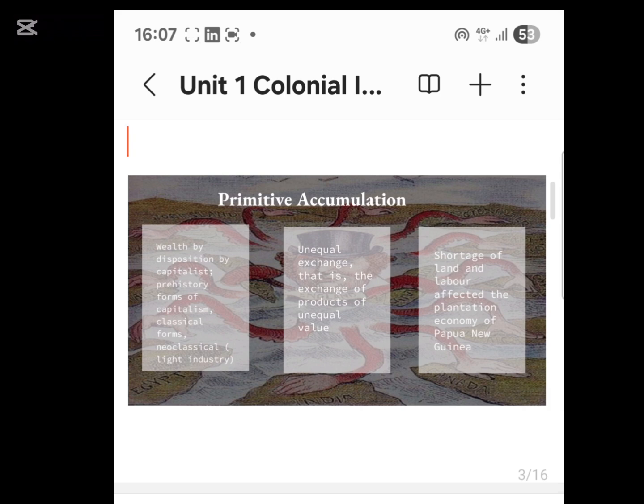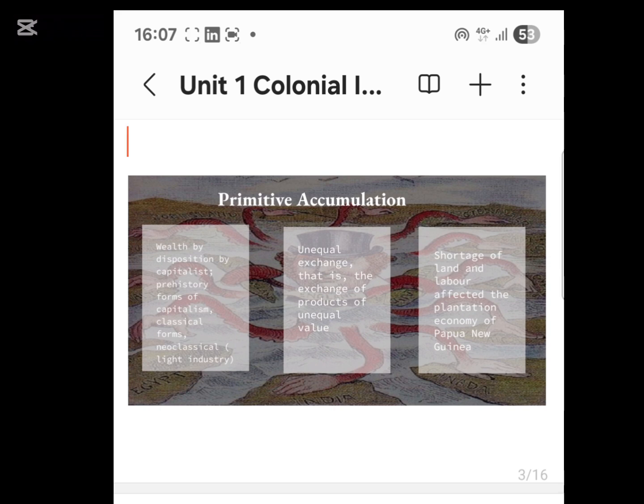Now, what is primitive accumulation? Primitive accumulation simply comes from the study of Marxism. And Marxism talks about the different class systems, and those different class systems tend to benefit the upper class, the bourgeoisie, at the cost of the lower class. So economics, so to speak. But primitive accumulation is basically defined as, in the primitive sense of that word, dispossession by capitalists.